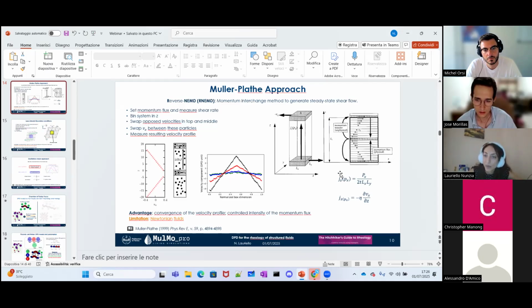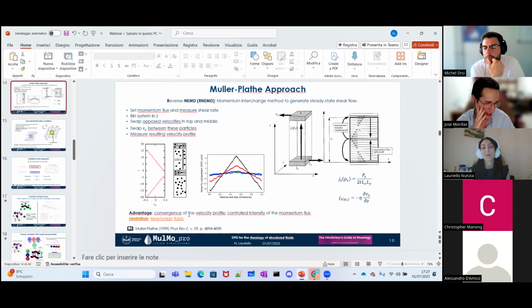And then the momentum flux is computed from the total momentum transferred over the time interval. So you have the momentum flux imposed in the system, so it's known. And then you can compute the viscosity by measuring the velocity gradient in the system using this relationship. But in this case, you are supposing that you have this linear velocity profile. So the main limitation of this method is that it's limited to Newtonian fluids. But it's very precise because you can control the intensity of the momentum flux you are imposing, and you can check that the intensity is correct by verifying that the velocity profile is linear, and the velocity profile is a property that quickly converges. Okay. I hope it's clear.